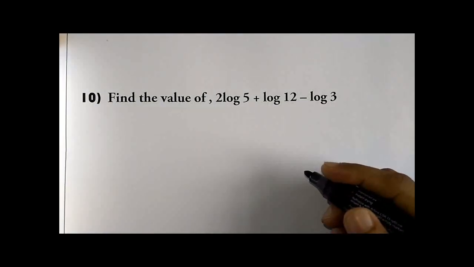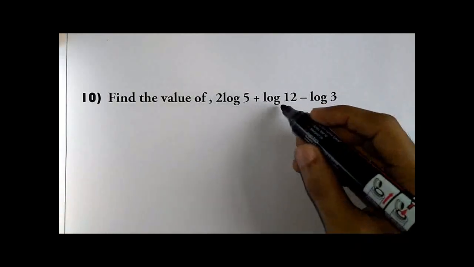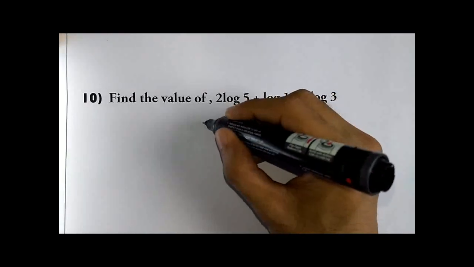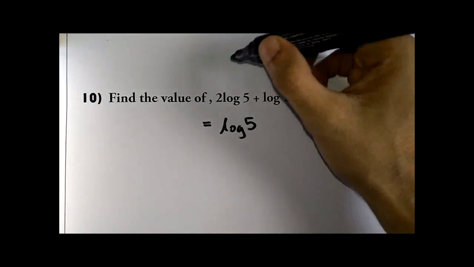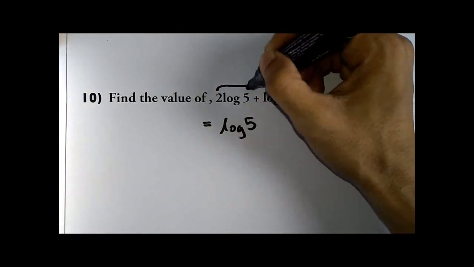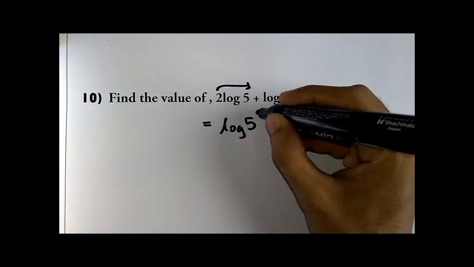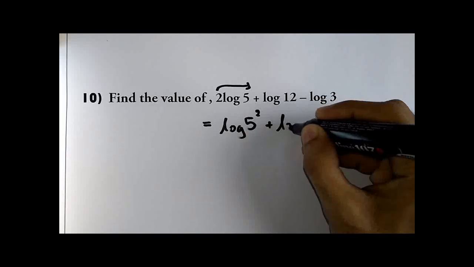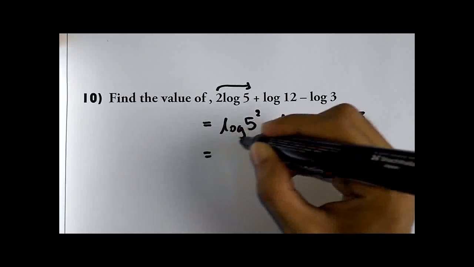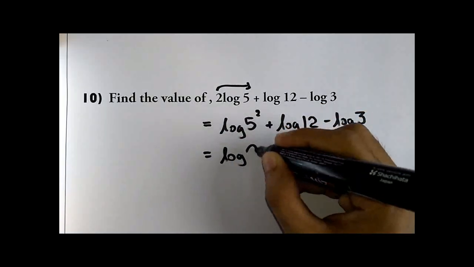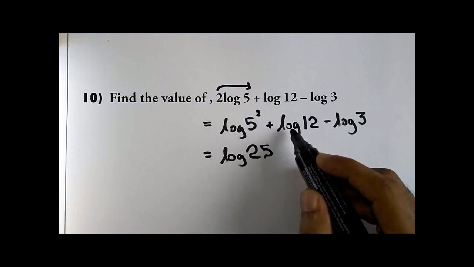Okay, so find the value of 2 log 5 plus log 12 minus log 3. So here they haven't given the base. So that means we have to consider the bases are equal. So log 5. Now here to simplify this we have to take this coefficient as the index of 5. So 5 to the power 2 and plus again log 12 and minus log 3. Okay, so log 5 squared, that's 25. And okay, if there's a plus sign and if we want to join them both right now, then what we have to do?